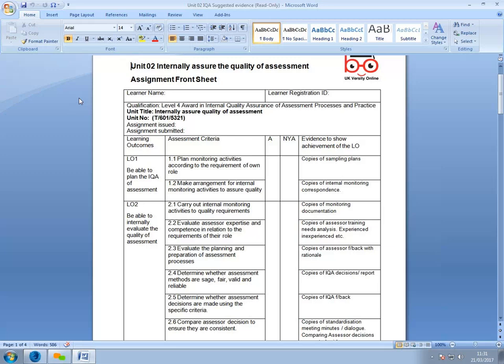If you've got your own documents within your own organisation that you use on a daily basis, use those documents. So copies of sampling plans, copies of internal monitoring correspondence, letting people know when it's going to occur. Carry out internal monitoring activities and quality assurance, copies of your monitoring documentation. Yeah, that's really all that's done with this qualification.